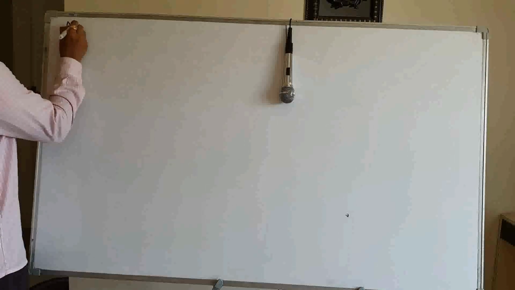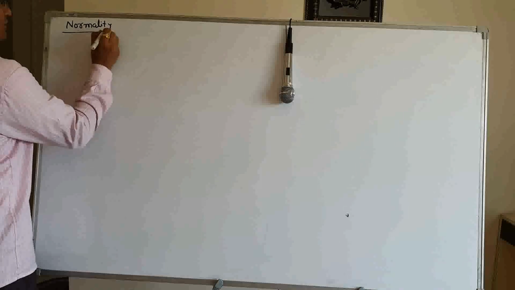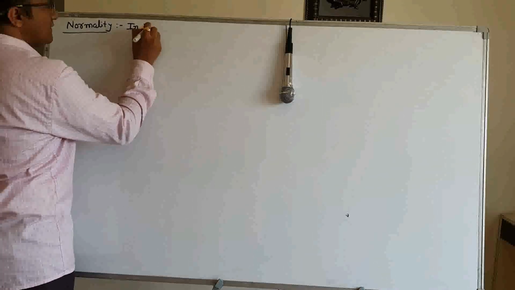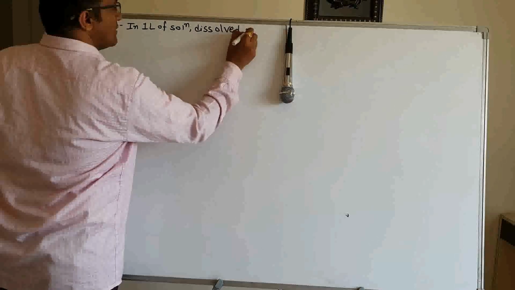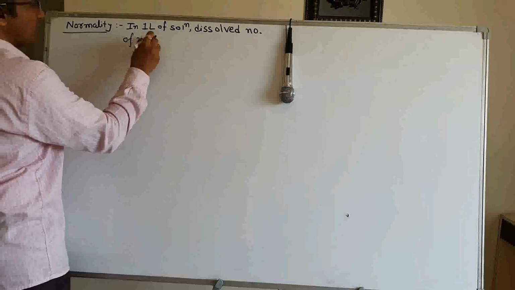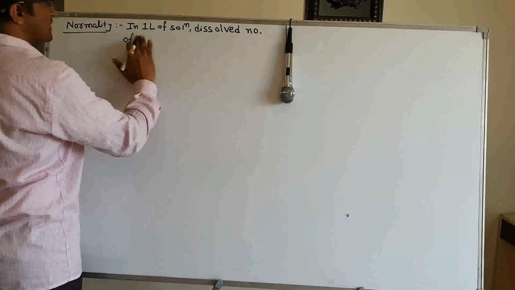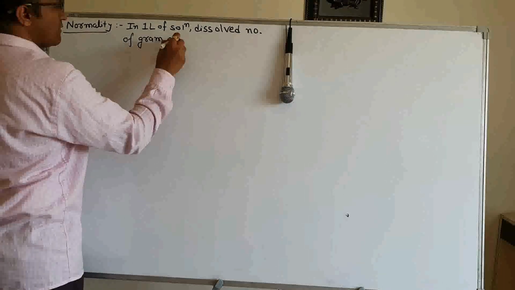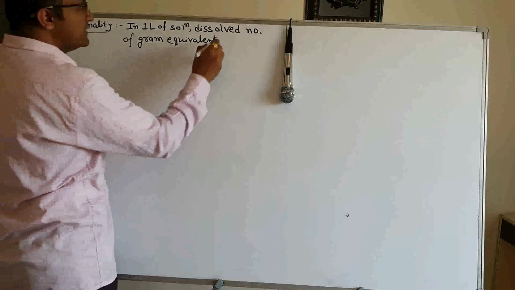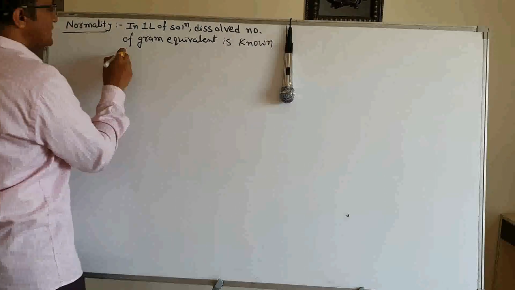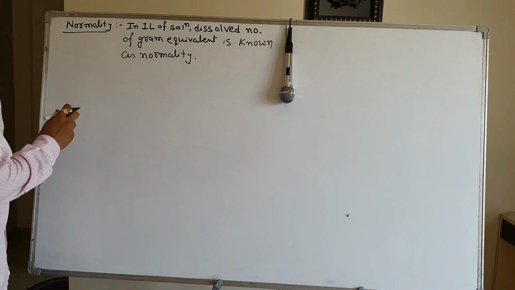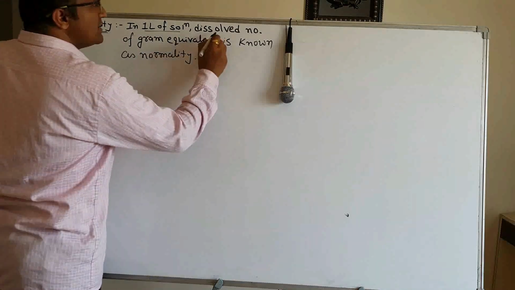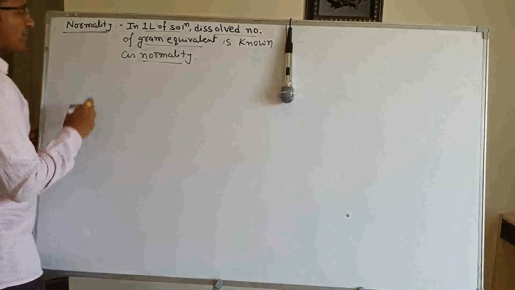Now, next unit is normality. Normality means in 1 liter of solution dissolved, number of gram equivalent is known as normality.